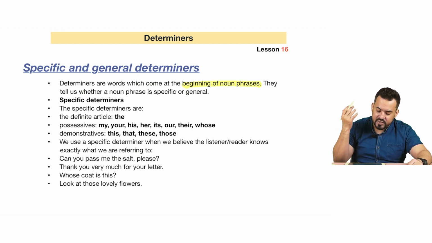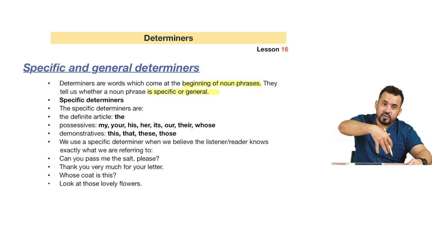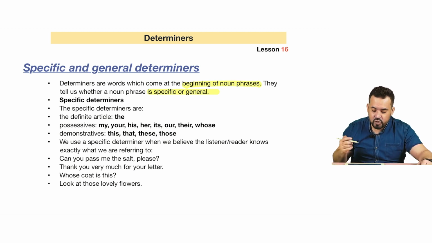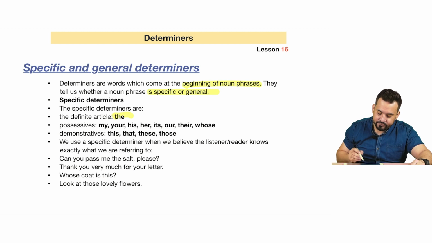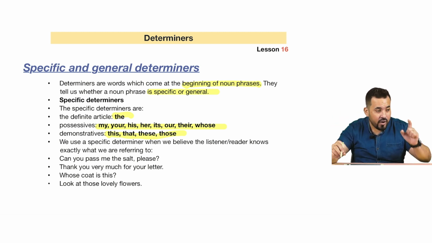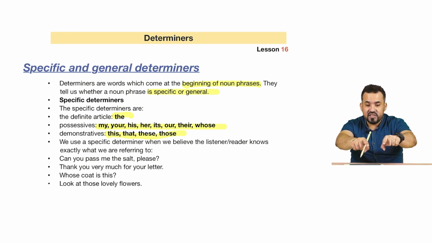So determiners are words that come at the beginning of noun phrases. They tell us whether a noun or a phrase is specific or general. Hence we have general determiners and specific determiners. We're going to start with specific determiners. Specific determiners are the. They're also possessives like my, your, his, her, its, our, their, and whose. Demonstrative pronouns are also determiners: this, that, these, those.